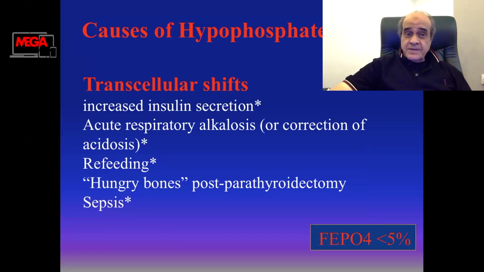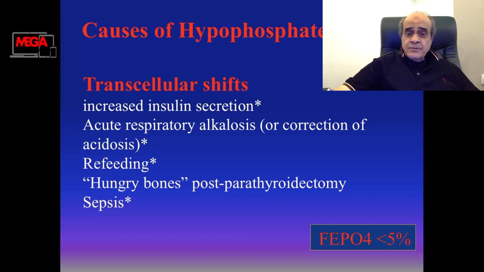Causes of hypophosphatemia in ICU: transcellular shift, very important, with increased insulin secretion, acute respiratory alkalosis or correction of acidosis; refeeding, a common cause of hypophosphatemia, hypokalemia, and so on. I think most of us have seen these complications after restarting feeding in a malnourished patient. You may face severe arrhythmia and even arrest if you do not correct the phosphate and potassium levels. So start feeding gradually, always, even with oral feeding, not only in TPN patients.